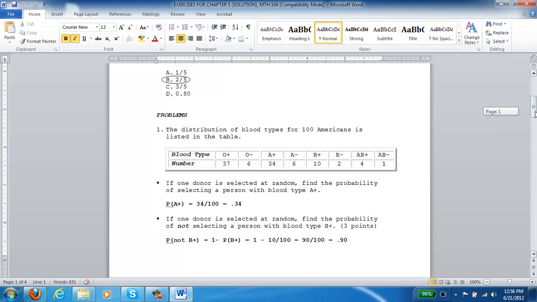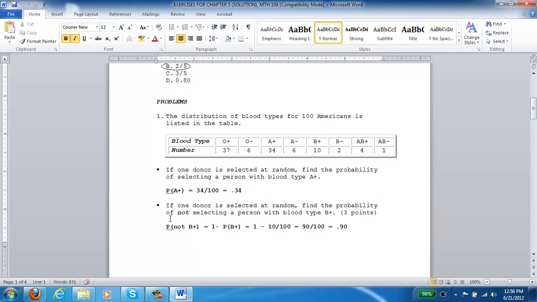For the second question, it says not selecting a person with a blood type B+. So in this case, we have to figure out how many people we have with B+, and we have 10 Americans. So the answer is 1 minus 10 over 100. So this is going to be 90 over 100. So the probability is 0.9.